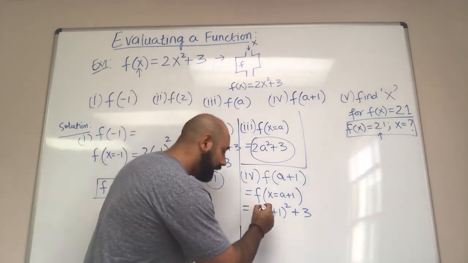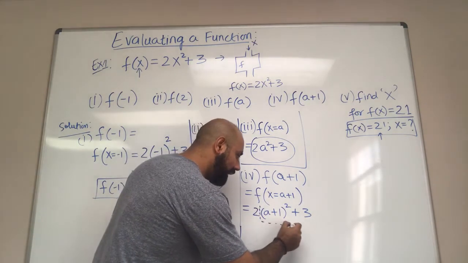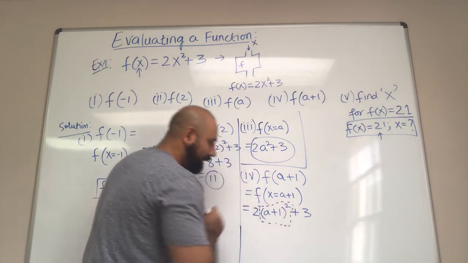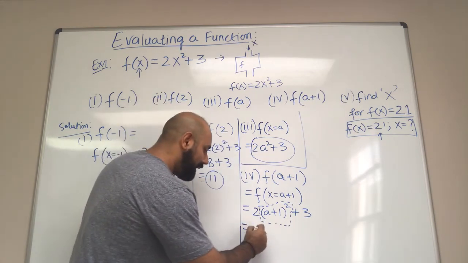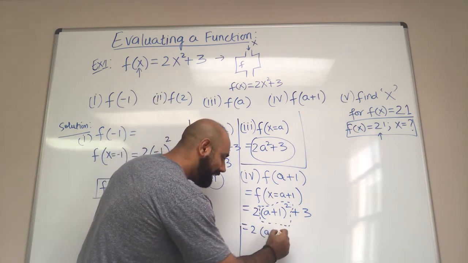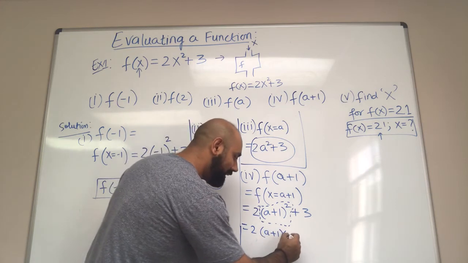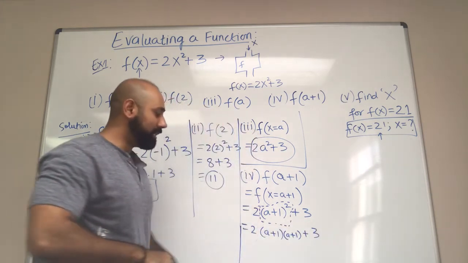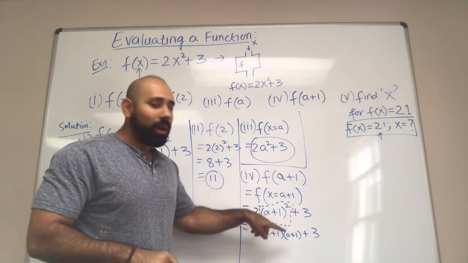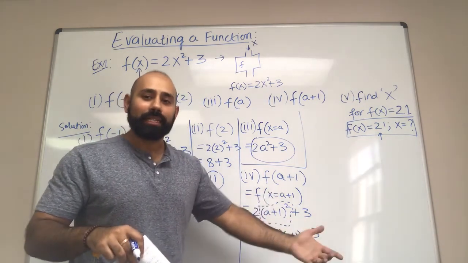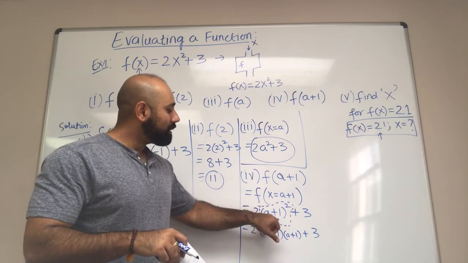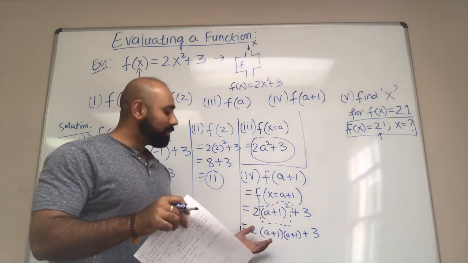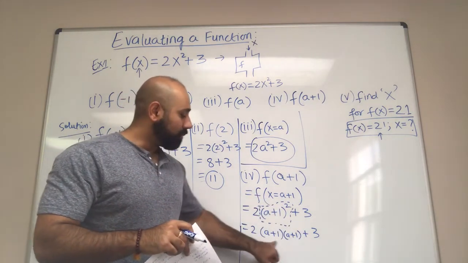To simplify, let us focus on this quantity. So this can be simplified by rewriting this as a plus 1 times a plus 1. And then there's a plus 3. Don't forget a plus 3. It's like x squared. What is x squared? X times x. Similarly, we have a plus 1 whole square. It's a plus 1 times a plus 1. Can we simplify this?